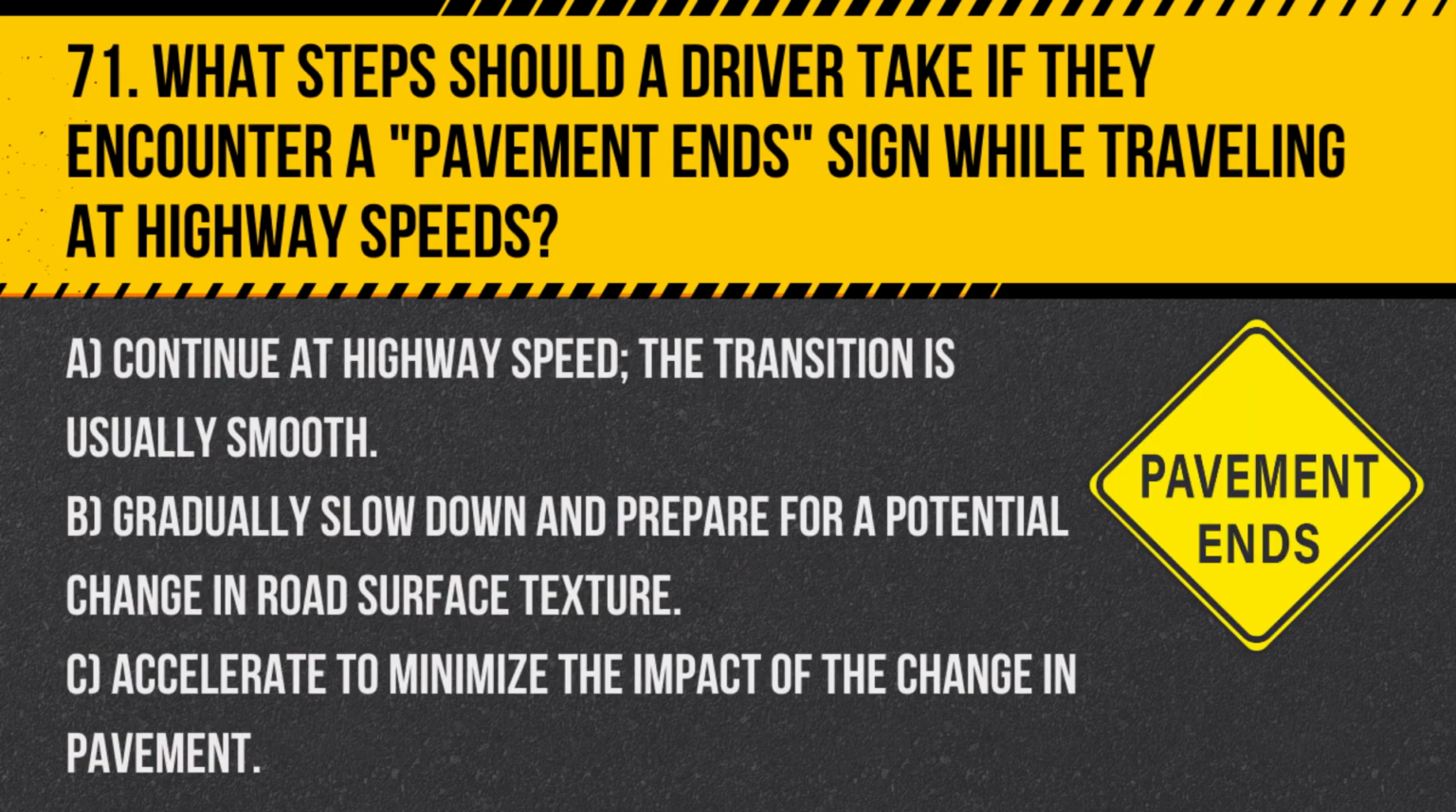Question 71. What steps should a driver take if they encounter a pavement end sign while traveling at highway speeds? A. Continue at highway speed. The transition is usually smooth. B. Gradually slow down and prepare for a potential change in road surface texture. C. Accelerate to minimize the impact of the change in pavement.